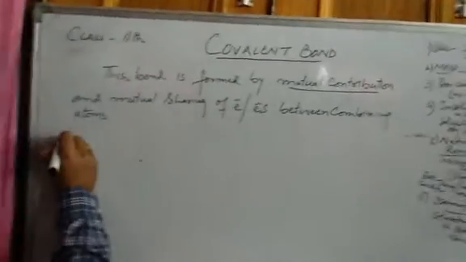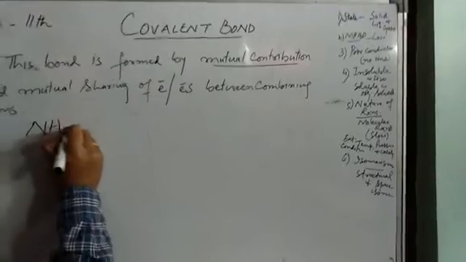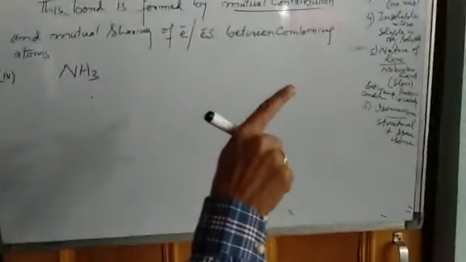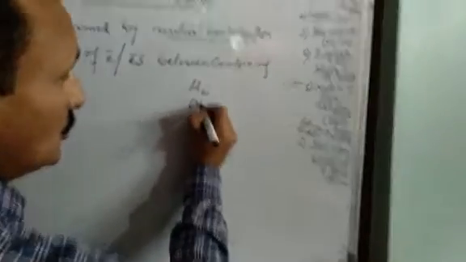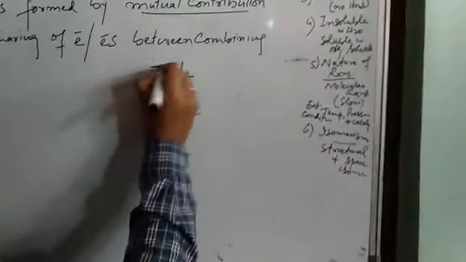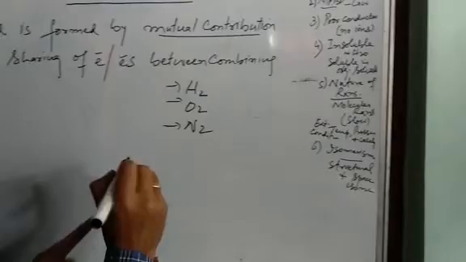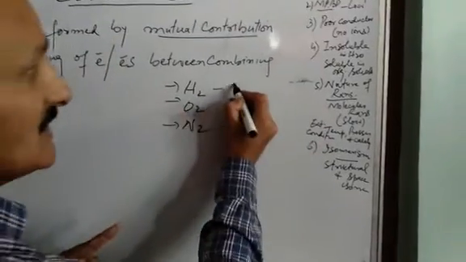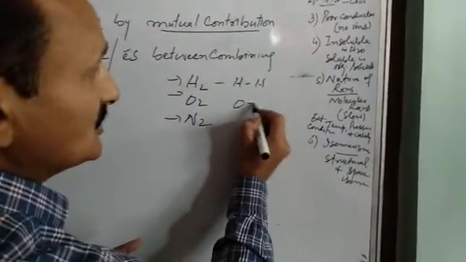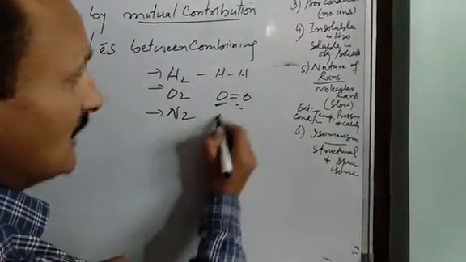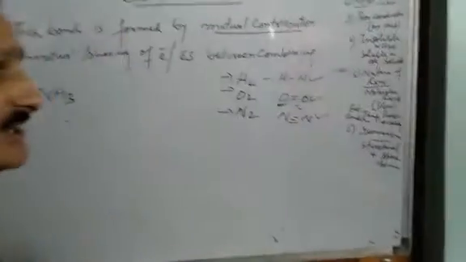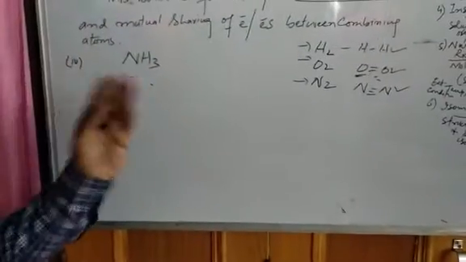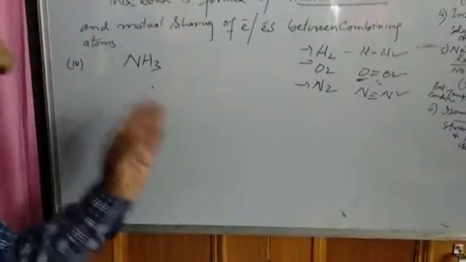Now let me take some other example. For example, I take the formation of ammonia. The formation of H2, O2 and N2 were homoatomic molecules. Homo means they had the same atoms: 2 H atoms, 2 oxygen atoms, 2 nitrogen atoms. So these were homoatomic molecules. Now let me take some heteroatomic molecules. Heteroatomic molecules means those molecules which have different atoms.